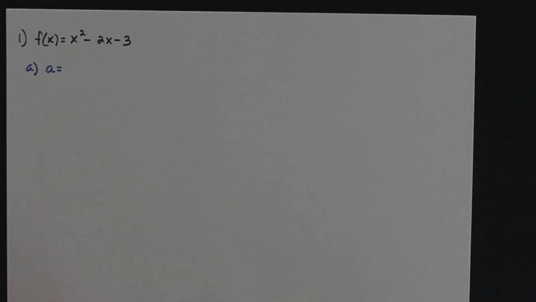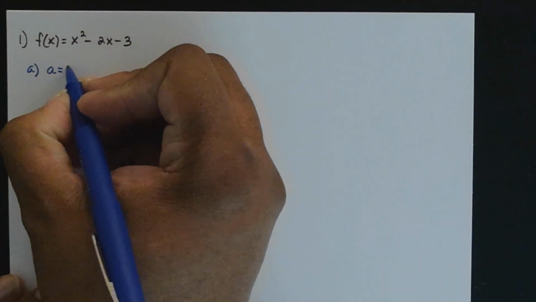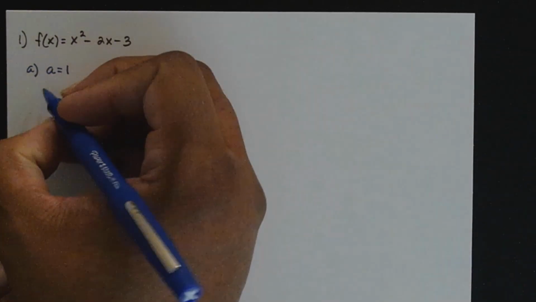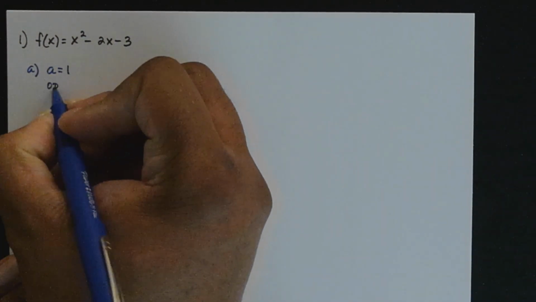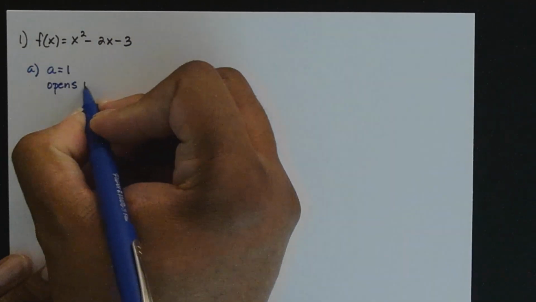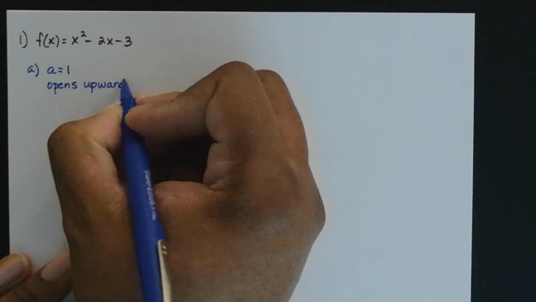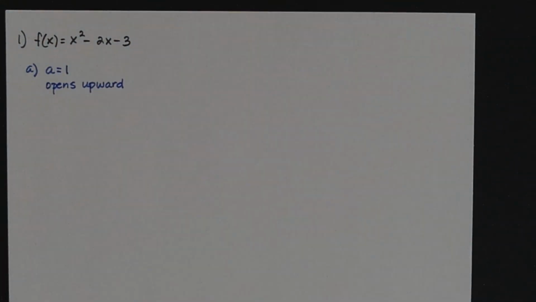So in this case here, A, which is the coefficient of x squared, that's going to be 1. And it is positive, so that means that the graph of this parabola opens upward. So that's part A.